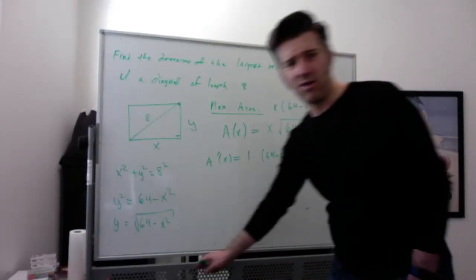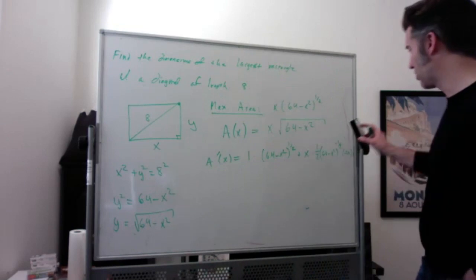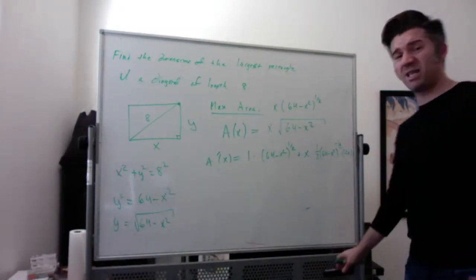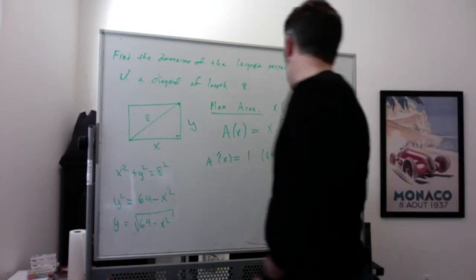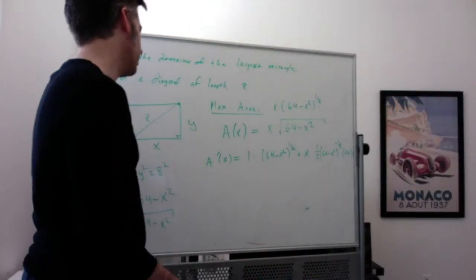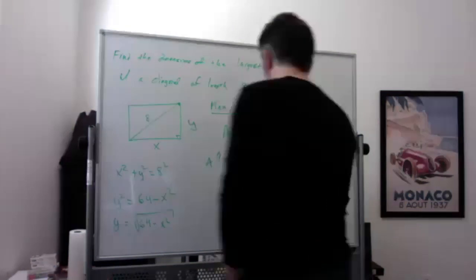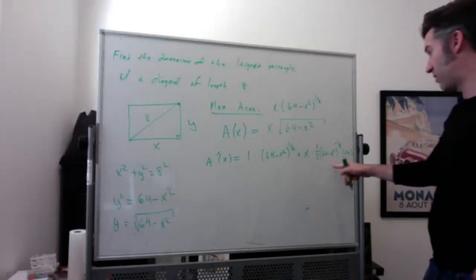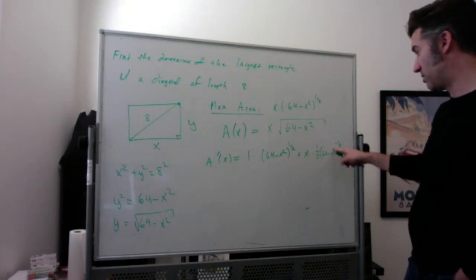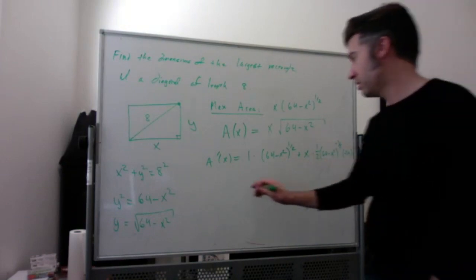And this is kind of always gross to solve. I mean, it's not like the worst thing ever, but it's not particularly nice. It's still manageable. Let's see what we get. So I'm going to factor out as much as I can. I'm going to factor out a 64 minus x squared to the negative 1/2. So I do that.